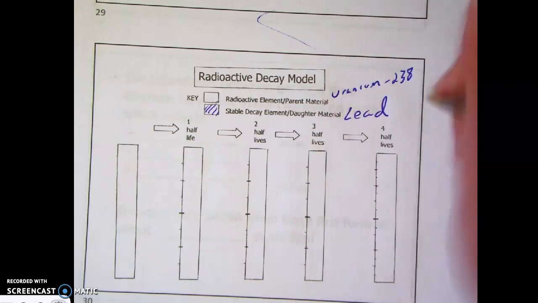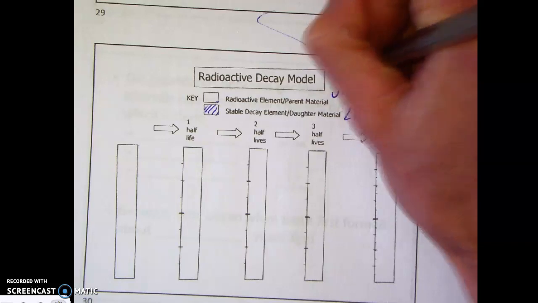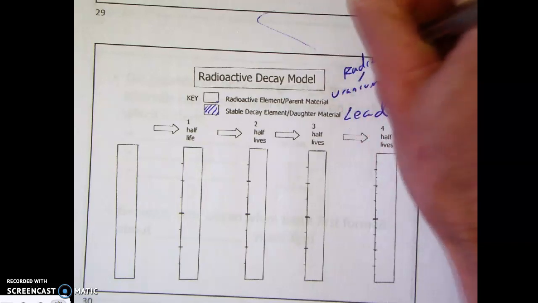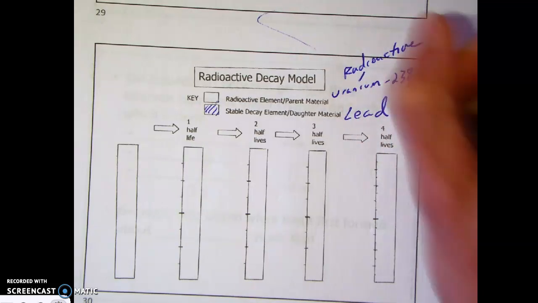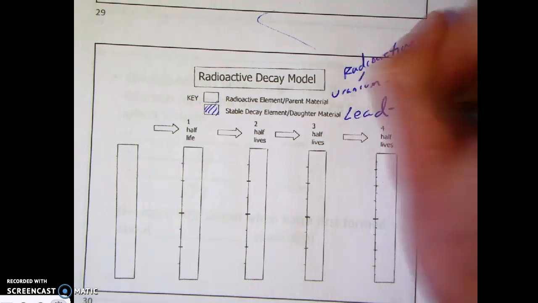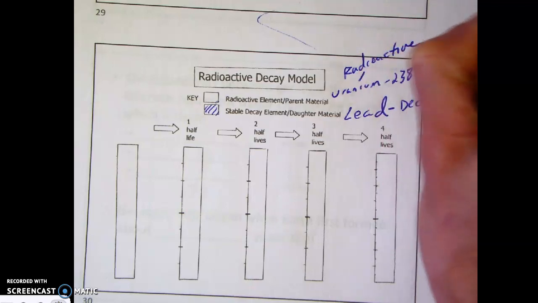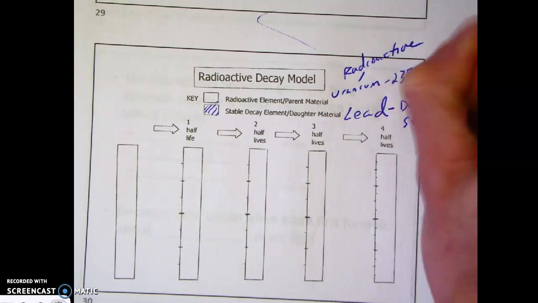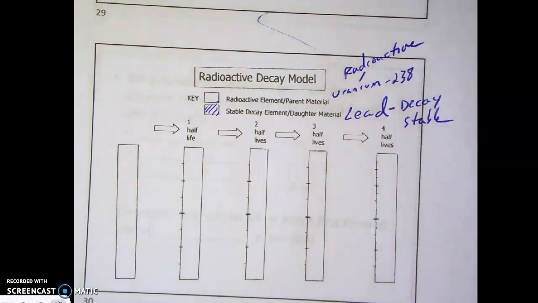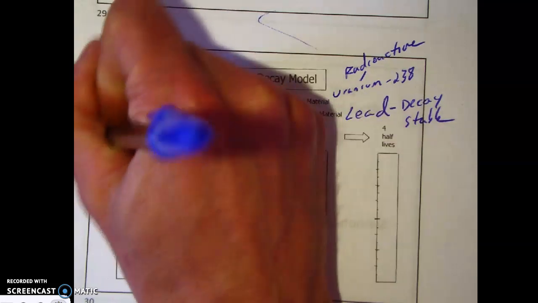Lead is not radioactive. So uranium is radioactive. Again, it gives off particles from its nucleus. Lead does not. Lead is stable and is considered to be the decay product. It's a stable element. It does not give off particles from its nuclei. So it's a stable substance. Uranium is an unstable material. So let's say we have a piece of uranium.